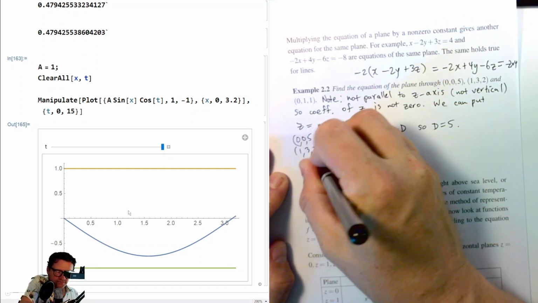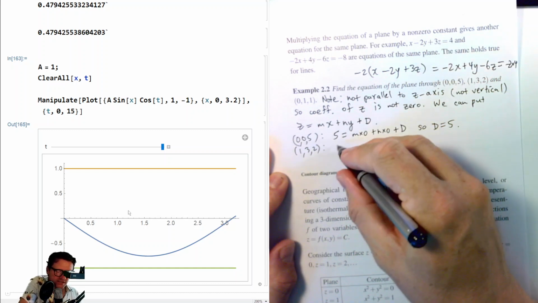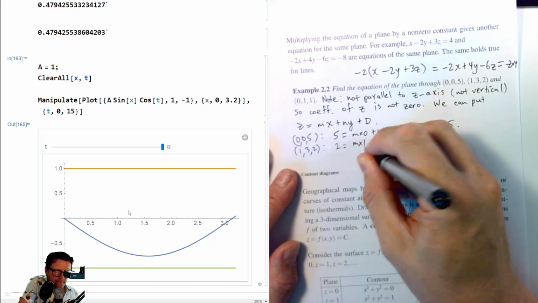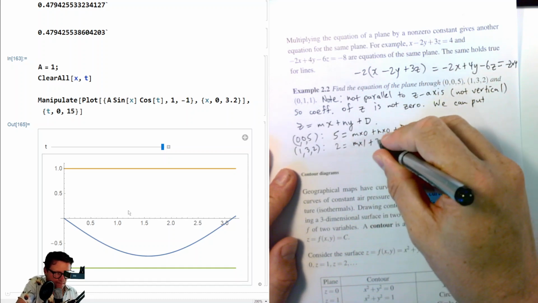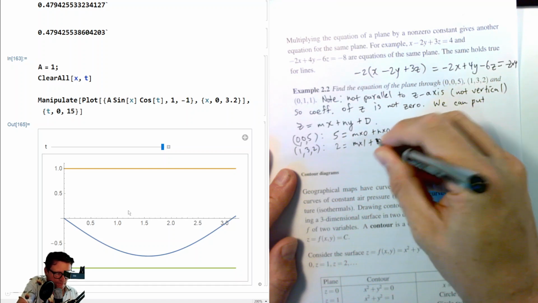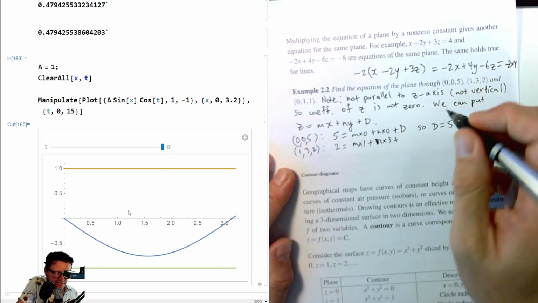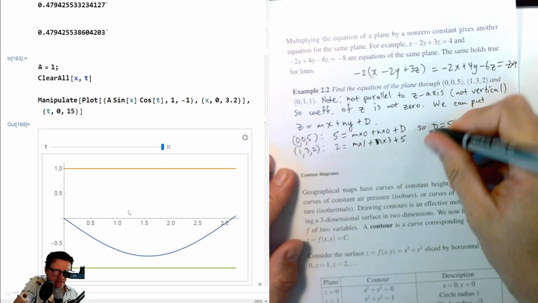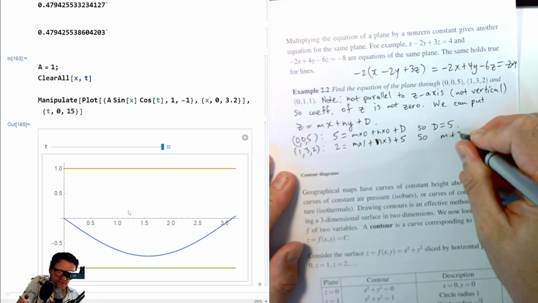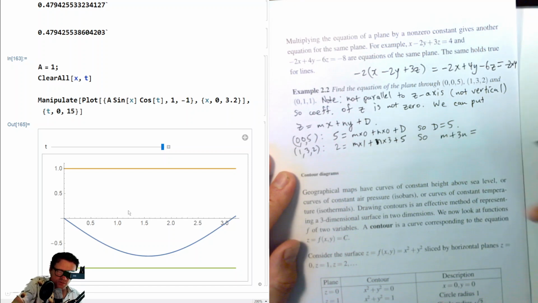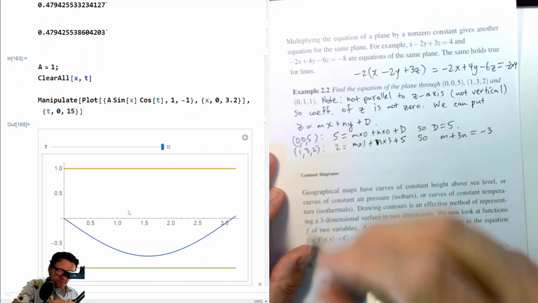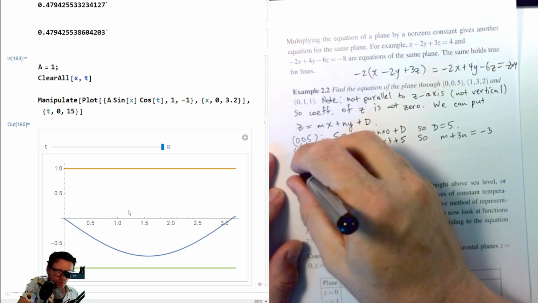All right, let's use our next point, 1, 3, 2. Okay, so z is 2. X in this case is 1. Y is 3. So n times 3. And then plus d, but we already know that d is 5. So let's rearrange this. That says m plus 3n is 2 minus 5 is minus 3. Okay, let's use our third point, which was 0, 1, 1.